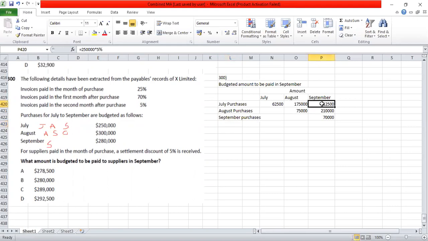So because it's only asked for September, if we add up the September amount, 292,500, that is the payments during the month of September.